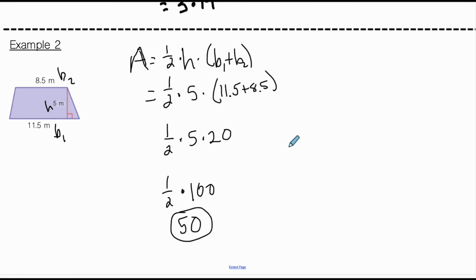So in total, the area of my purple trapezoid is 50 square meters. 50 meters squared. And that's it. That's how you find the area of a trapezoid.